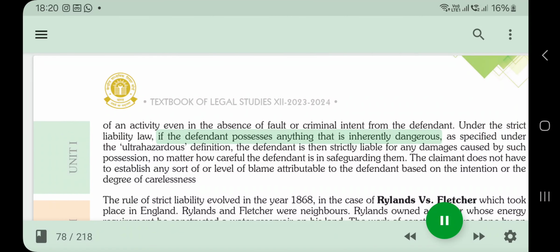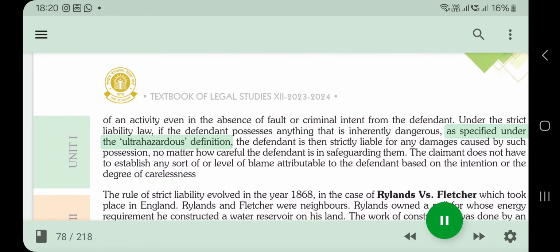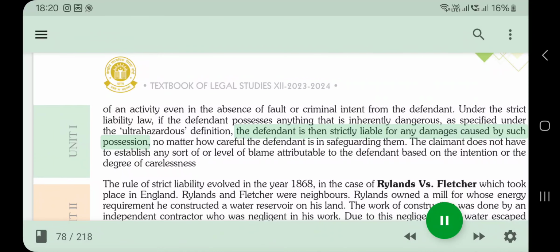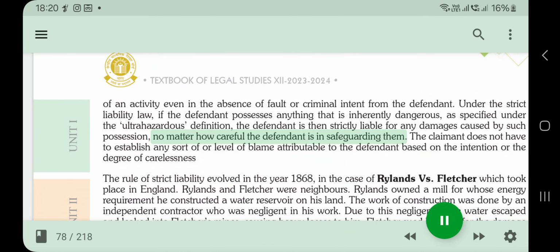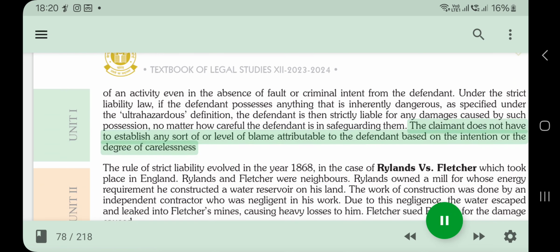Under the strict liability law, if the defendant possesses anything that is inherently dangerous, as specified under the ultra-hazardous definition, the defendant is then strictly liable for any damages caused by such possession, no matter how careful the defendant is in safeguarding them. The claimant does not have to establish any sort of or level of blame attributable to the defendant based on the intention or the degree of carelessness.